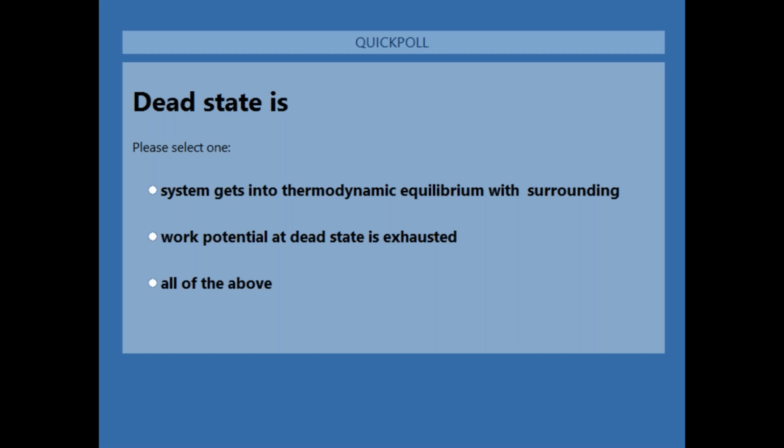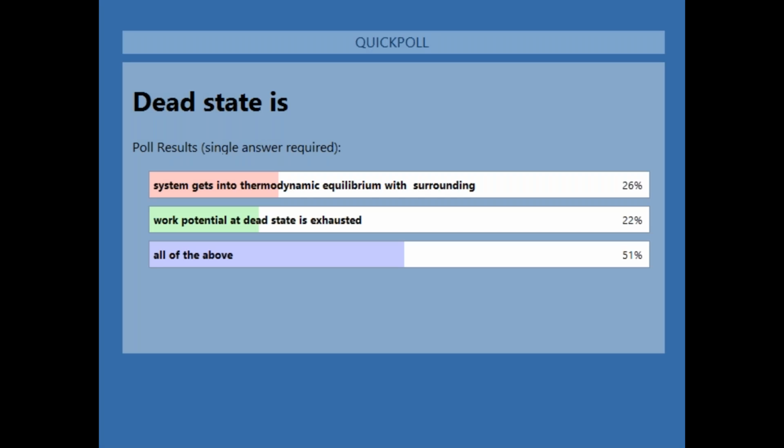So let me close this poll and share the result. The correct answer is all of the above. The system gets into thermodynamic equilibrium with the surroundings, and because of that, the work potential is exhausted. So no longer can one extract work from the system. That is the meaning of dead state. I hope that is clear to you.